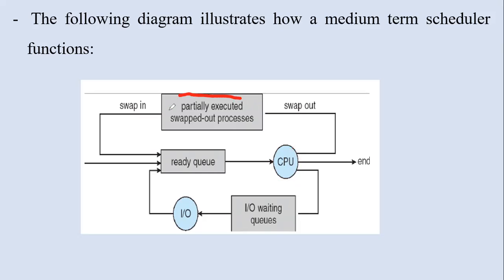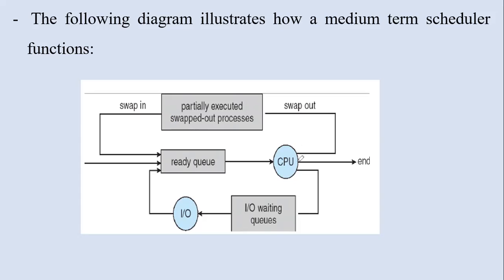So those that are partially executed can be swapped out. That means they can be taken out of main memory and stored temporarily in a secondary storage medium. Afterwards, they are brought in from the secondary storage medium to the ready state or the ready queue.